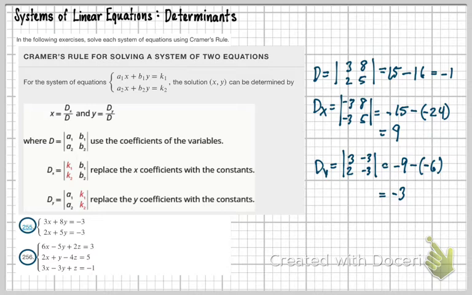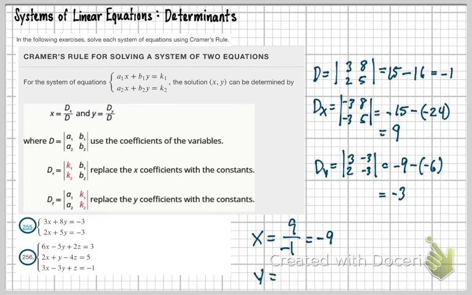So now we have all the information we need to complete our problem. Now in the beginning here, it says x and y equal dx over d and dy over d respectively. So what that means for us then is x is going to equal my dx, which is 9 here. So it's going to be 9 over d here. D here is the bottom, excuse me. So that d is going to be negative 1. So it's actually negative 9.